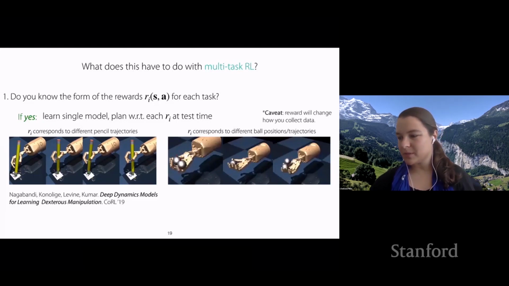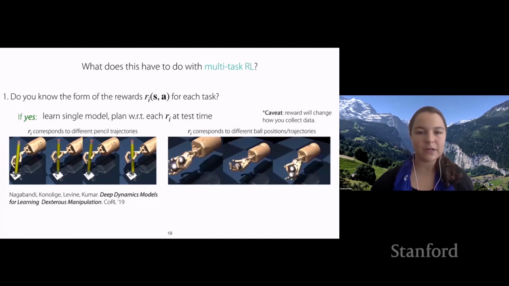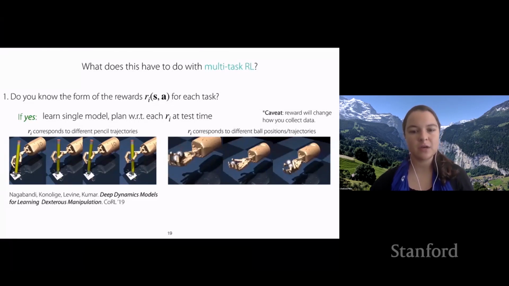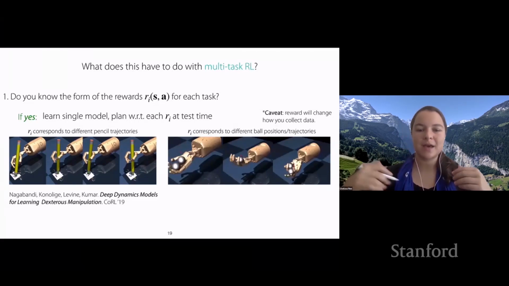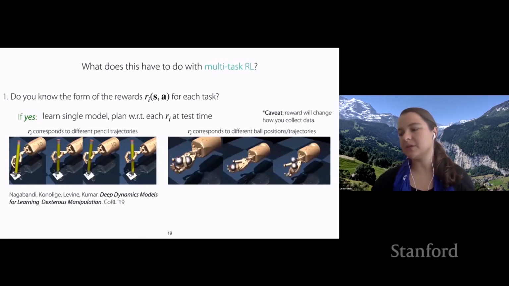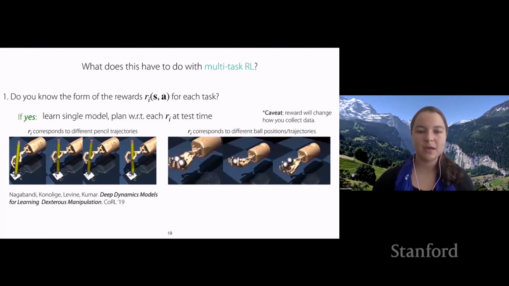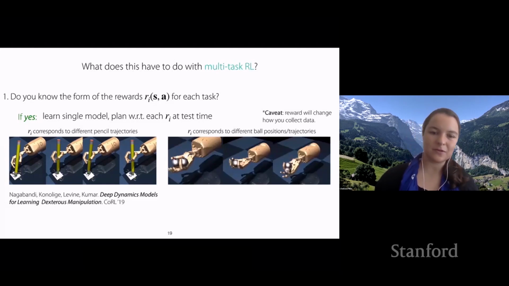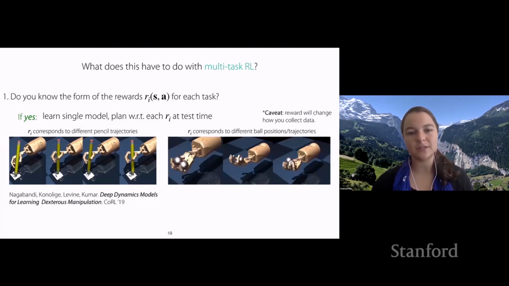One of the pretty cool things about this, actually, before I go into that, one caveat here is that the reward function will actually change how you collect the data. If you have that outer loop that's telling you to collect data, it's basically collecting data based on the actions that you select, then you'll want to be collecting data for these different reward functions rather than just collecting data for a single reward function and then trying to generalize to a new reward function.